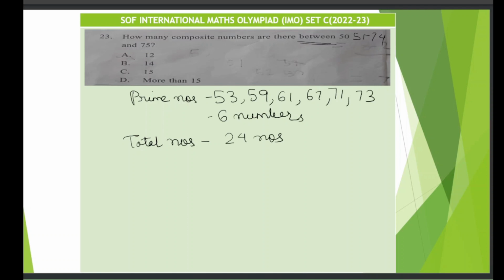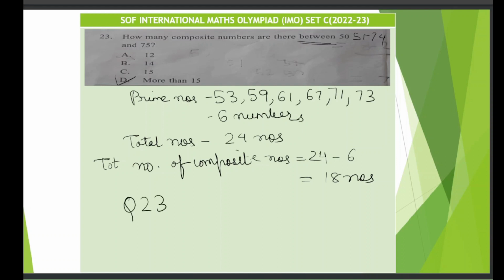Okay, so the total number of composite numbers will be the subtraction of 24 minus 6, which will give us the total number of composite numbers between 50 and 75. Let's do that. That will be 24 minus 6. Okay, I'll just erase this. 24 minus 6, which is 18. So 18 numbers in all are composite. Option 18 is not there, but option D says more than 15. So question 23 is option D, more than 15.